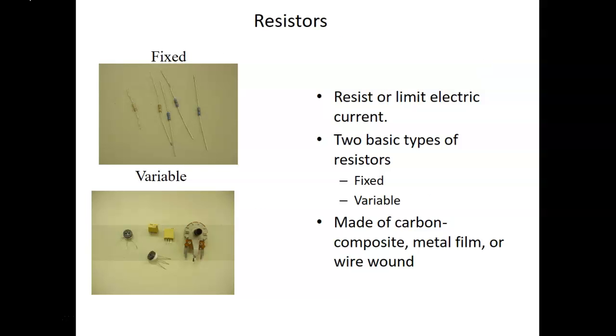So we have two different types of resistors, and one is called a fixed resistor. That's what y'all have been using so far. These guys up here, those little tiny things. And then you have what's called a variable resistor. These are made of carbon composite, generally, metal film or wire wound. But variable resistors, there's a couple different things. I'll get into those in a minute.